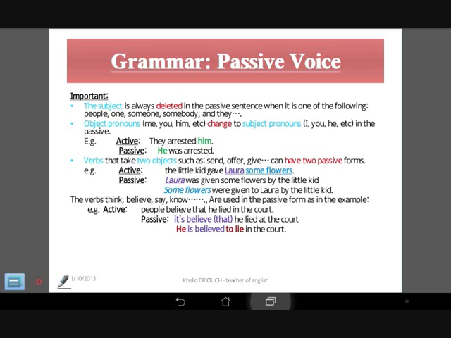Now the verbs think, believe, say, and know, they are used in the passive form as in the example. Let's check the active form first. People believe that, think that, say that he lied in the court. We got two options to change this active sentence into a passive form. The first one, which is really easy, it's believed that, it's thought that, it's said that he lied at the court. The second one, we start with he, which was the subject in the active sentence. And then we say he is believed, he is thought, he is said, plus the infinitive form of the verb in the active sentence, to lie in the court.